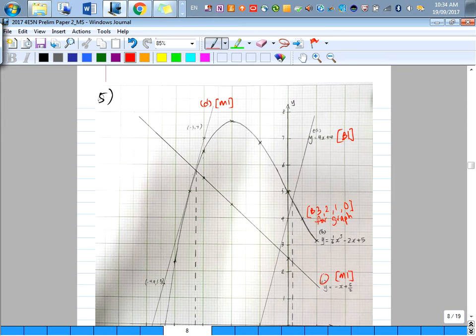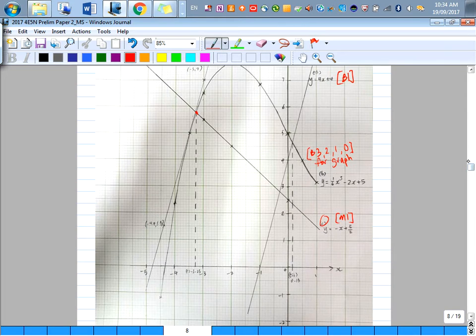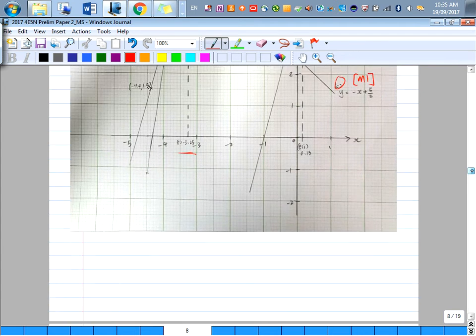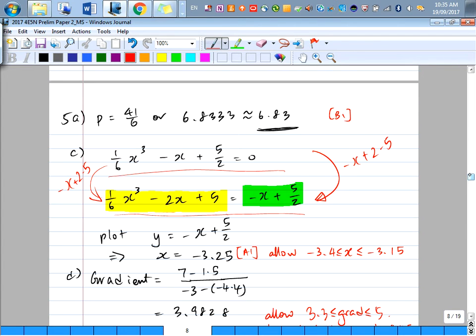Label it part C. We are looking for a point of intersection over here. So identify it, drop a dotted line down. Part C, my value is negative 3.25. So that is my answer for part C. 1 mark for drawing the correct graph. 1 mark for getting the correct solution at the back of your page. Okay, there is an accepted range, negative 3.4 to negative 3.15.